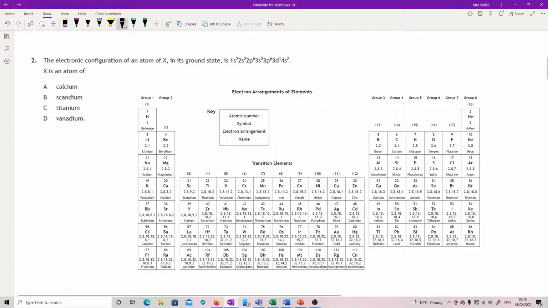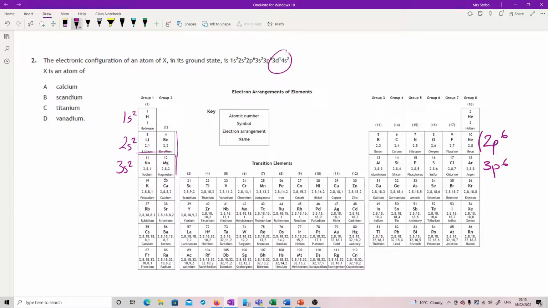I've pulled the data book again because we're looking for the electronic configuration of an atom of X in its ground state. Okay, so here we go. 1s2, I'll use this. So that's that whole period gone. 2s2, so that's you up to here. 2p6 takes you to the end of here. 3s2, so we're still just rattling through the top section. And 3p6 takes us to the end of argon. And then we've got 3d1 4s2.